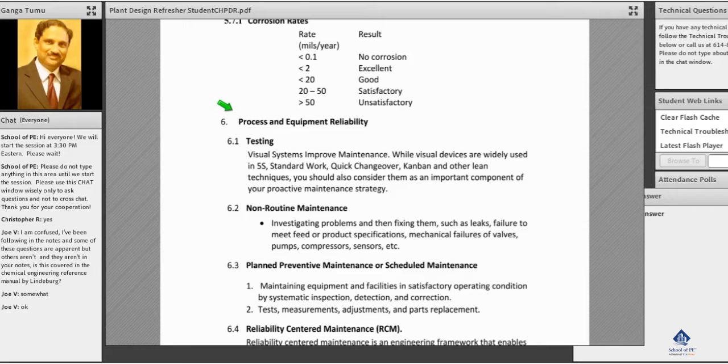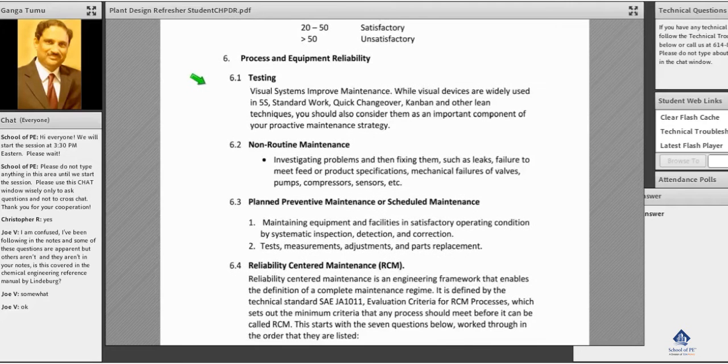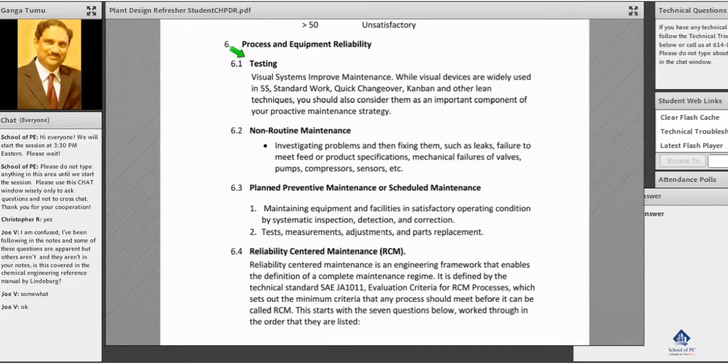The next topic is process equipment and reliability. So far we have talked about several things, and now we are getting into the design and operation of the plant, and how the equipment needs to be tested, put into operation, and shown to be reliable.